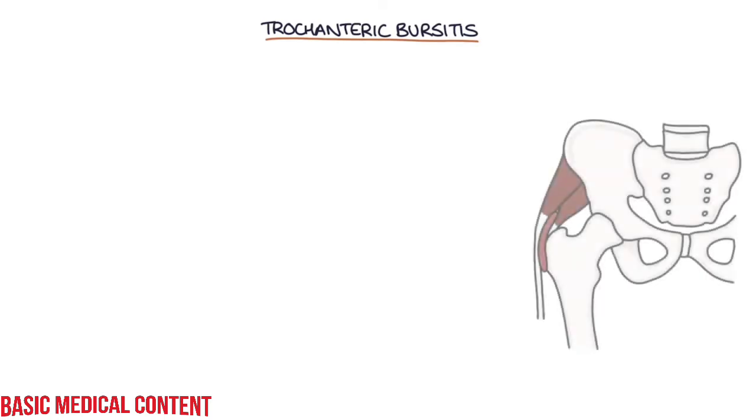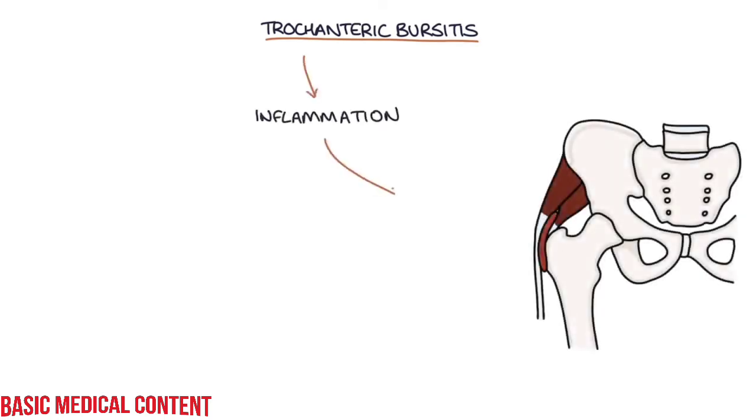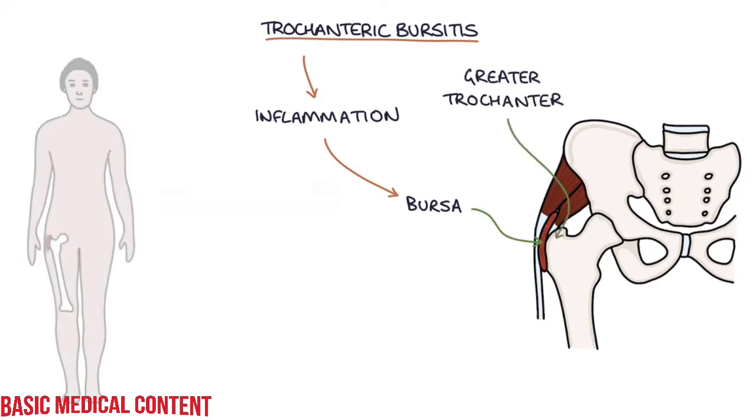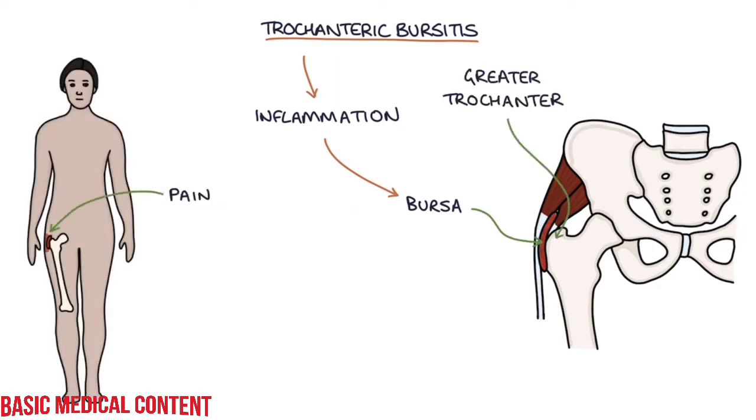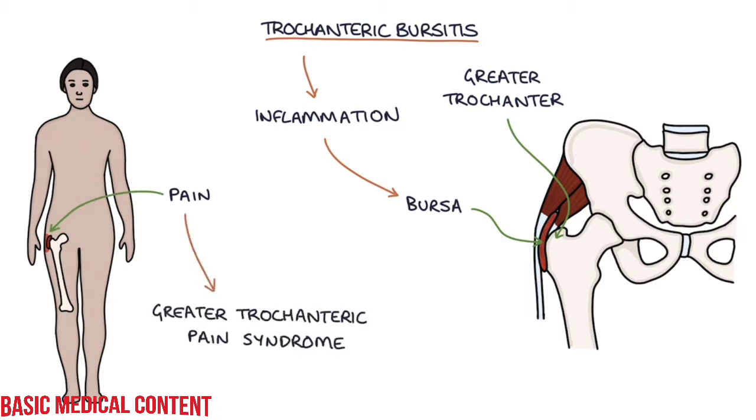In this video, I'm going to be going through trochanteric bursitis. Trochanteric bursitis refers to inflammation of a bursa over the greater trochanter on the outer hip. It produces pain localized to the outer hip, referred to as greater trochanteric pain syndrome.